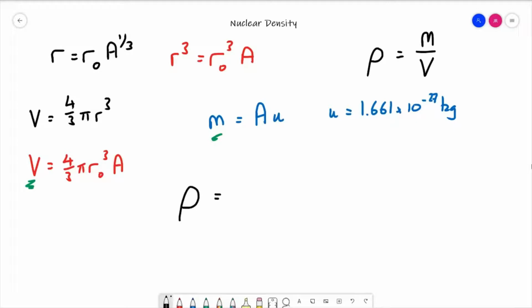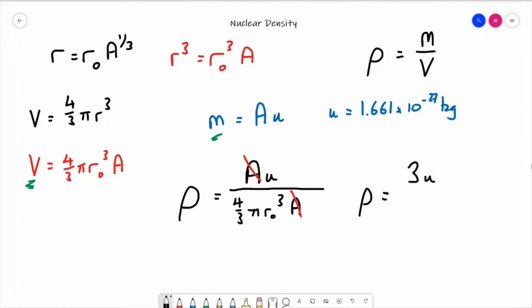And this is what we get. So density will be mass, well mass is the nucleon number multiplied by the atomic mass unit, and that is divided by 4/3 pi R0 cubed multiplied by A. Now at this point we can see that we have nucleon number on the top and the bottom, so those two will cancel out with each other. And then just to neaten everything up, I'll take the 4/3 and move the 3 up to the top. Therefore the density of a nucleus is 3 times the atomic mass unit divided by 4 pi R0 cubed.